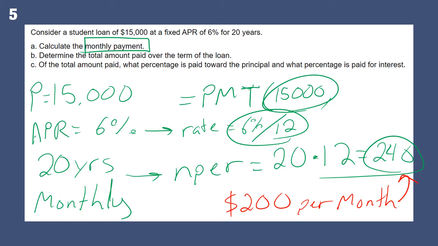And the last thing it would ask is the percentage paid towards the principal and the percentage paid toward interest. So what we're going to want to do there is make a fraction of paid towards the principal compared to the original. And so on the bottom of our denominator, we're going to put the total, which is whatever we got there for part B, and then the principal was 15,000.